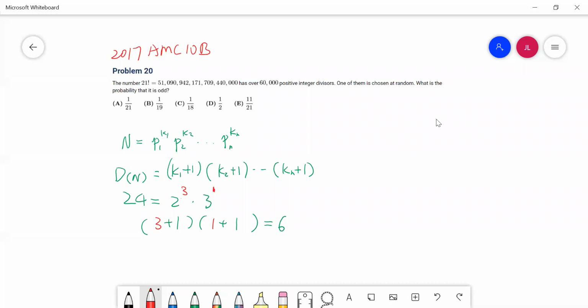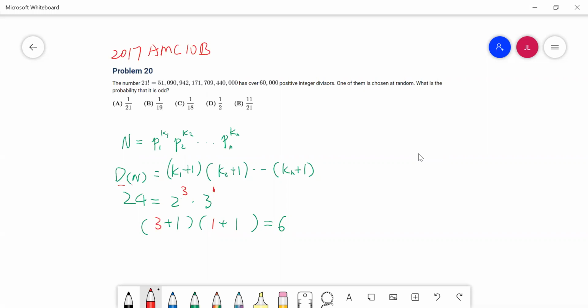Okay, so before we solve this question, we're going to review some number theory. If a number n can always be written in prime factorization form, say p1 to the power k1, that's the first prime, times p2 to the power of k2, etc., times pn to the power kn, right? So the number of divisors, we can denote dn, can be written as (k1 plus 1) times (k2 plus 1) times etc. times (kn plus 1), right?